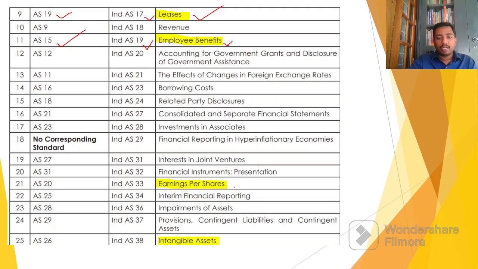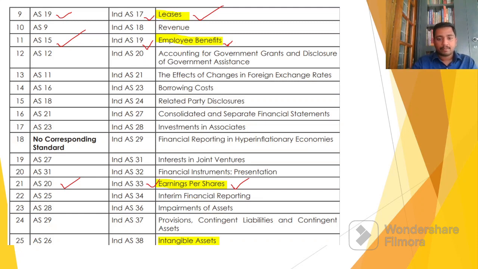Then an important one relating to EPS, earnings per share. In accounting standards it is number 20, and in Indian accounting standards it is number 33. So you should generally go through all the accounting standards and Indian accounting standards, and some of them are very important and will be asked. Rarely one or two questions may be asked, so you should be clear with those items.